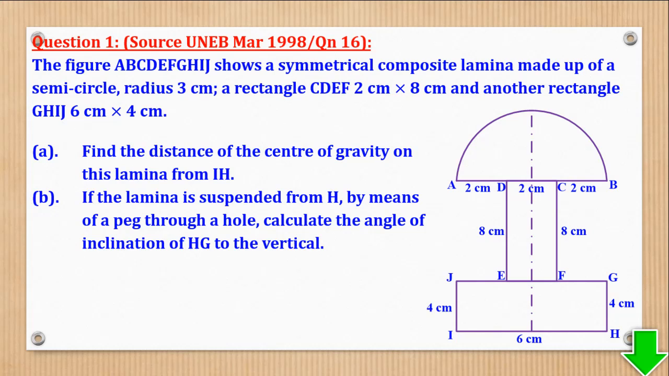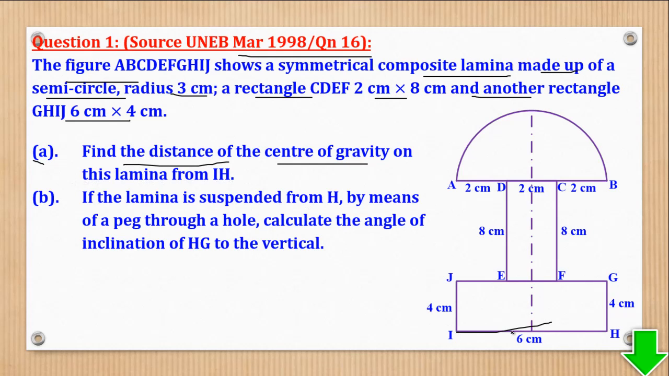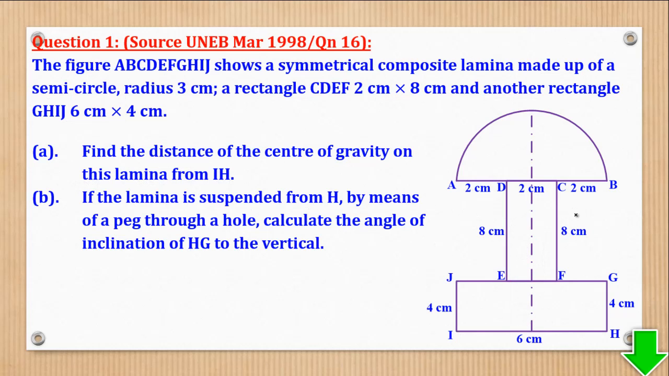So with that, we shall go through this question. It came from UNEB of March 1998, paper 2, question 16, and says the figure ABCDEFGHIJ shows a symmetrical composite lamina made up of a semicircle of radius that, a rectangle that, and another rectangle with the dimensions. Part A: find the distance of the center of gravity of this lamina from IH. So they want y values. I think let's start with part A.